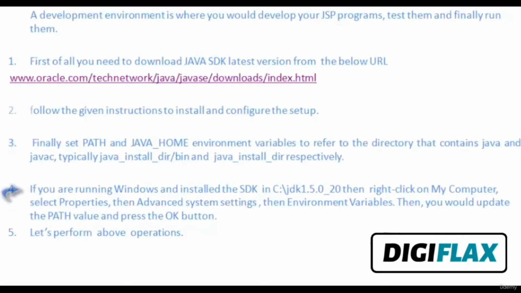If you are running Windows and install the SDK in C:/JDK1.5.0_20, then right click on My Computer, select Properties, then Advanced System Settings, then Environment Variables, then you would update the path value and press the OK button. Let us perform the above operations.